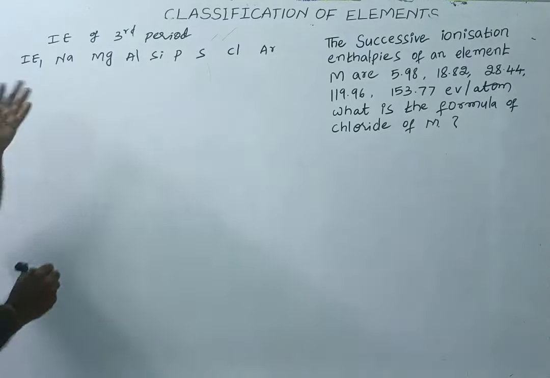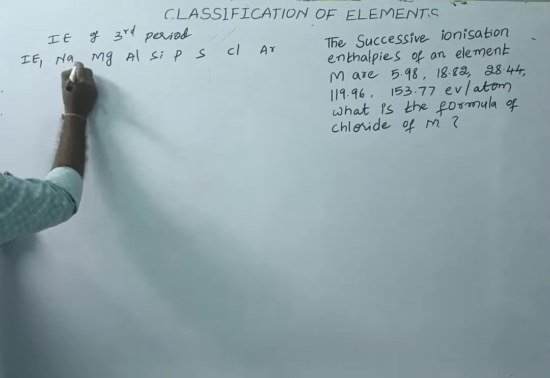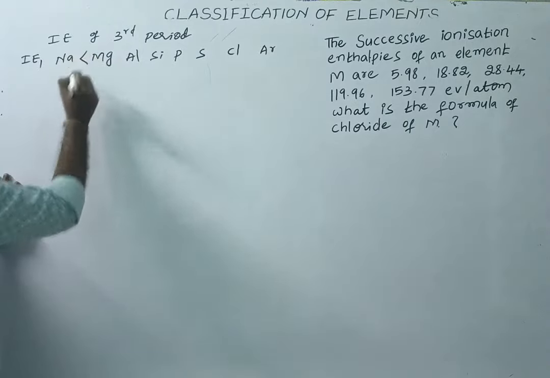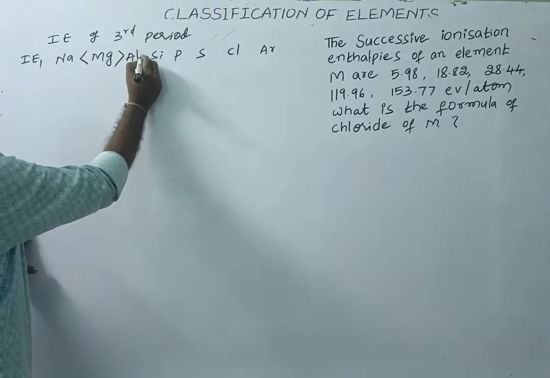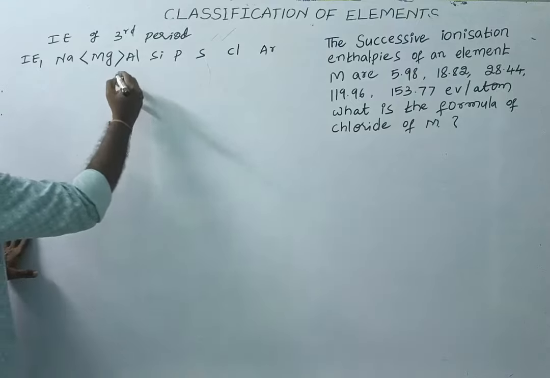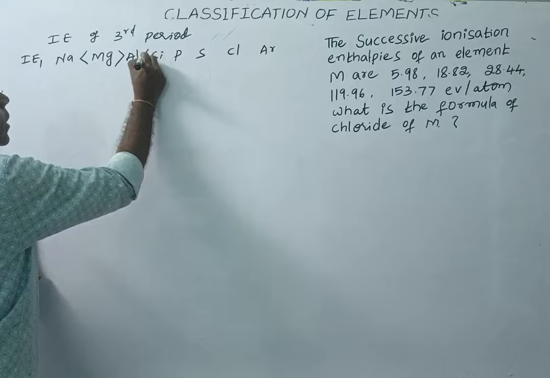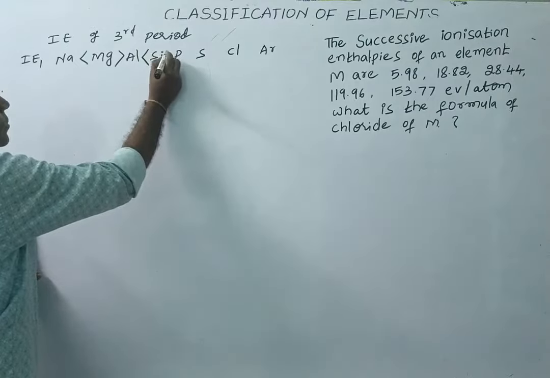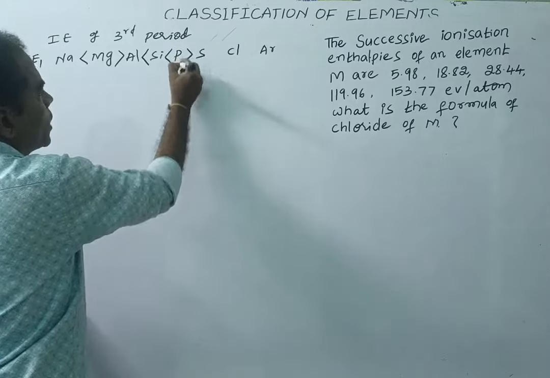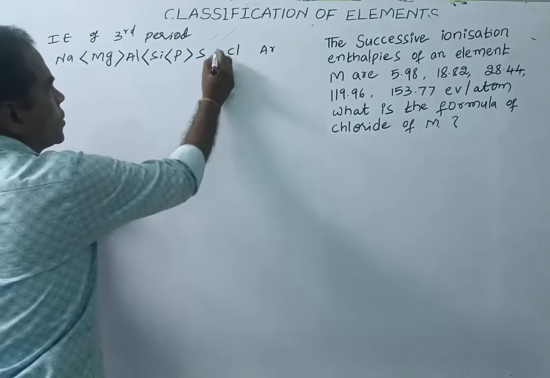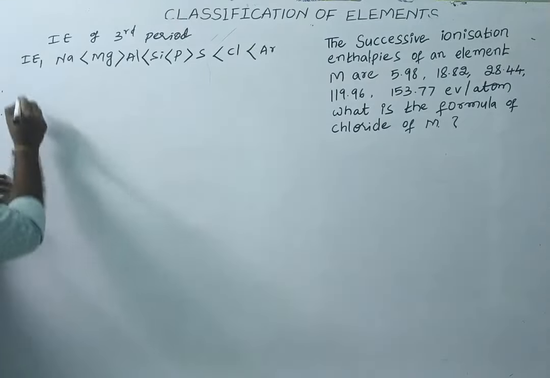See the IE1 of sodium. Removing the one electron requires less amount of energy. Here magnesium needs more energy. Aluminium 1s2, 2s2, 2p6, 3s2, 3p1, less energy. Silicon, here phosphorus requires more energy. Why? Because of the half filled electronic configuration. Sulfur, next chlorine.